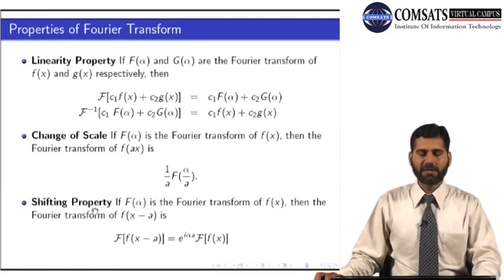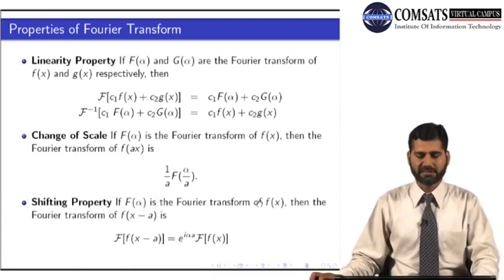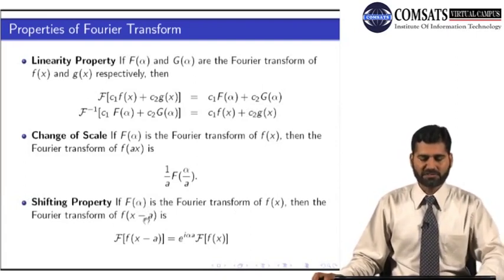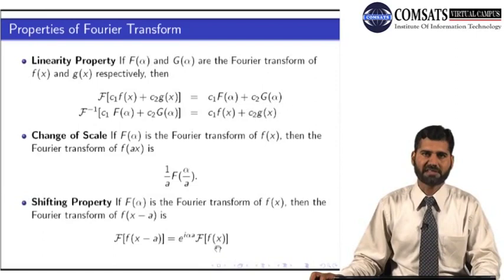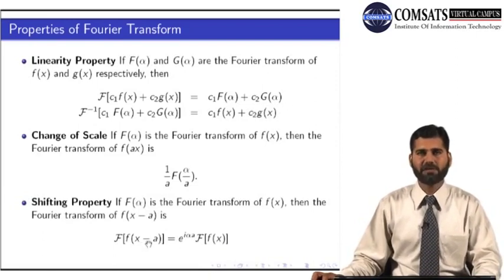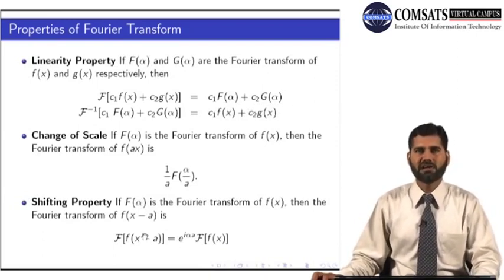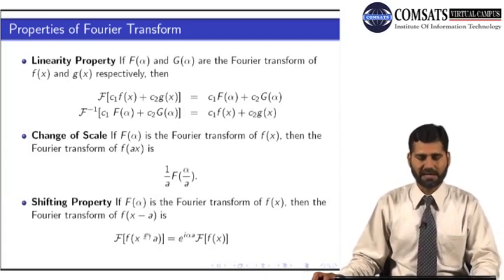Then there is a shifting property. If F(alpha) is the Fourier transform of f(x), then the Fourier transform of f(x minus a) is e to the i alpha a times the Fourier transform of f(x). So here is the shifting property. If you shift your origin from 0 to a, x minus a, then your Fourier transform gets multiplied by e to the i alpha a.